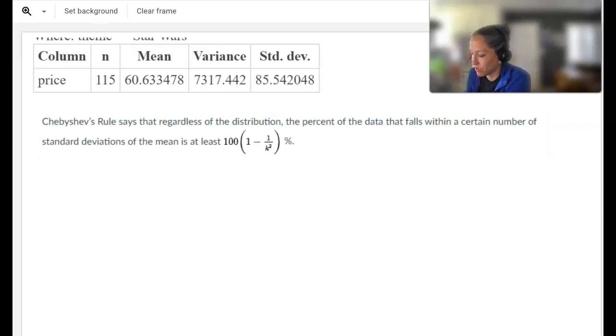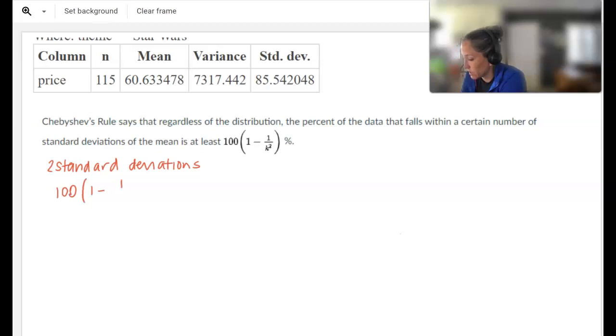So we see this in the bullet points above. We start talking about 2 standard deviations because 2 is a pretty standard cutoff for what we consider unusual when we talk later about z-scores. So just to see what that means, if we're talking about 2 standard deviations, that means that our k is equal to 2. So this formula would look like this: 100 times 1 minus 1 over 2 squared percent.